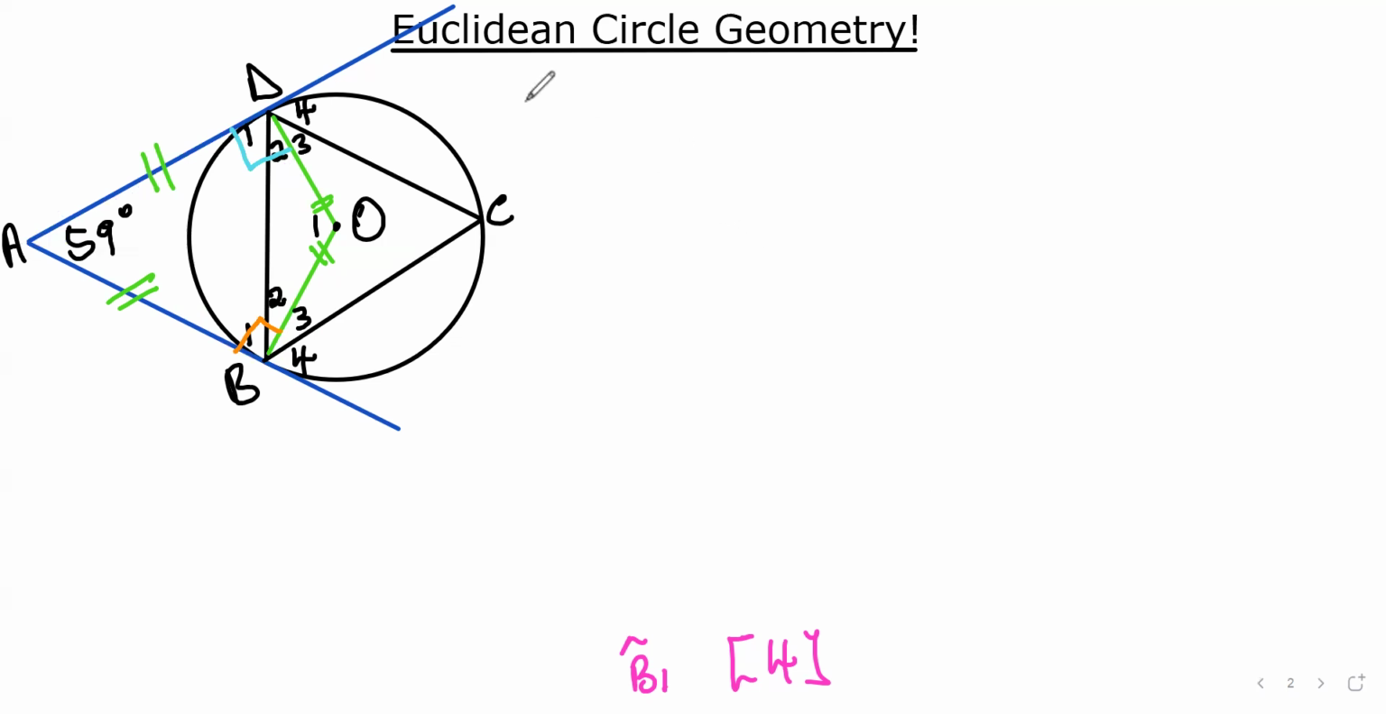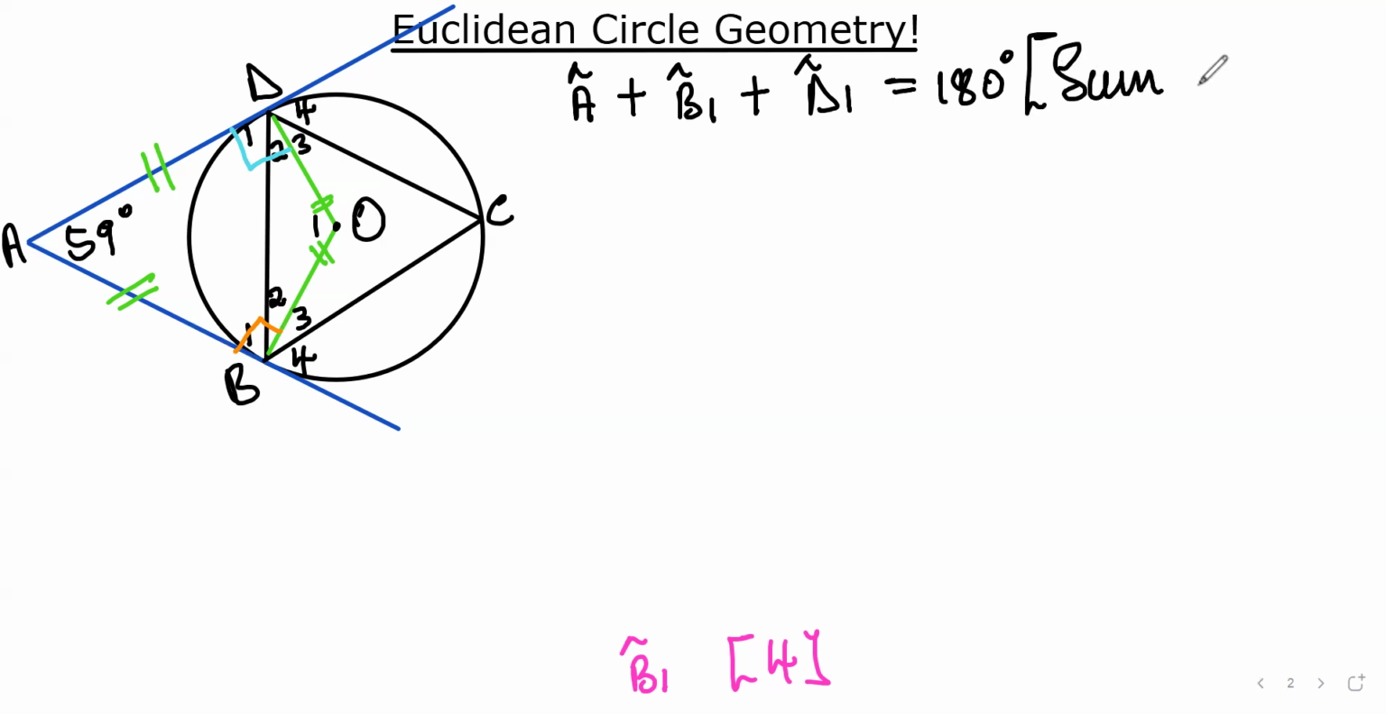This is what we know. We know that if we take angle A and we add it to angle B1, and we add it to angle D1, the result is going to be 180 degrees because it's a normal triangle, right? So it's because of the sum of interior angles of a triangle. That is what we know.